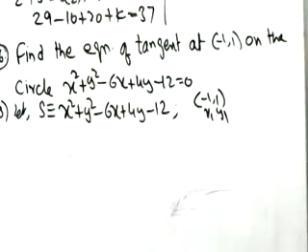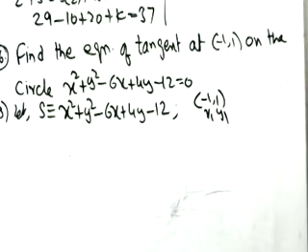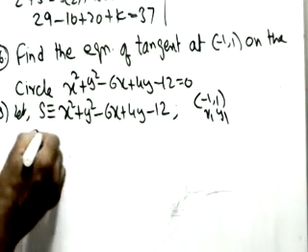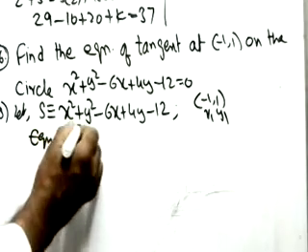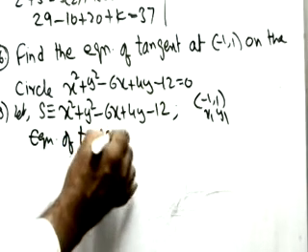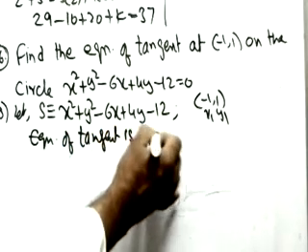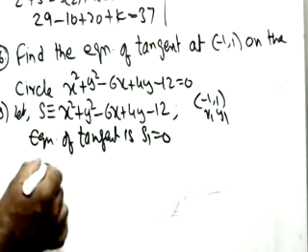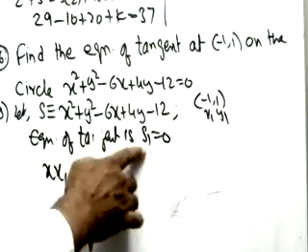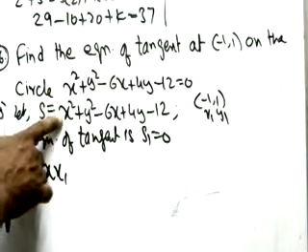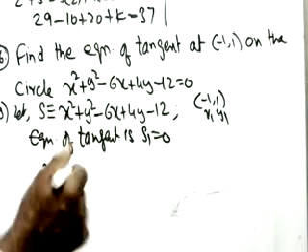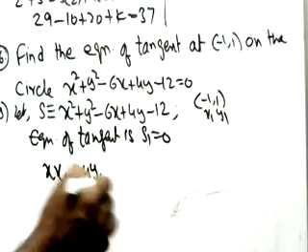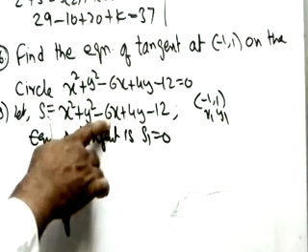Let me do one more question here. Find the equation of tangent to the circle. We know the equation of tangent is S1 equals 0. Now what will be S1? In place of x square, you write xx1. This x square is written as xx1. Y square is written as yy1.